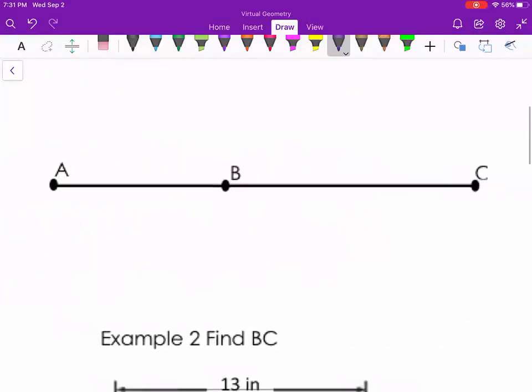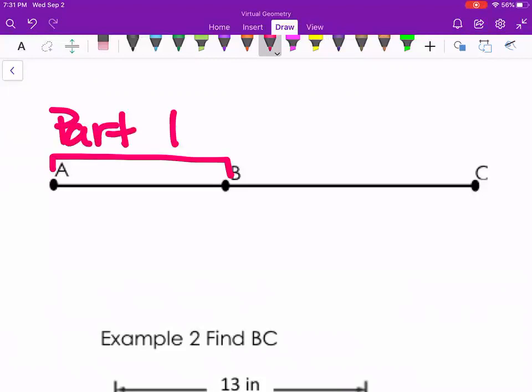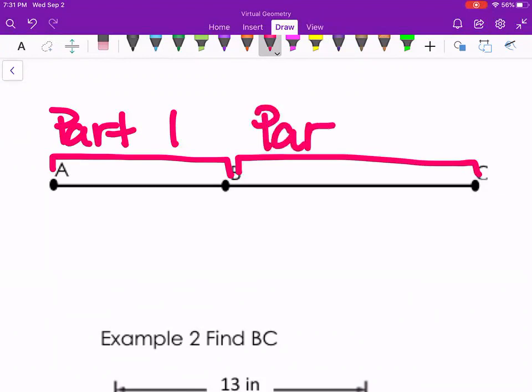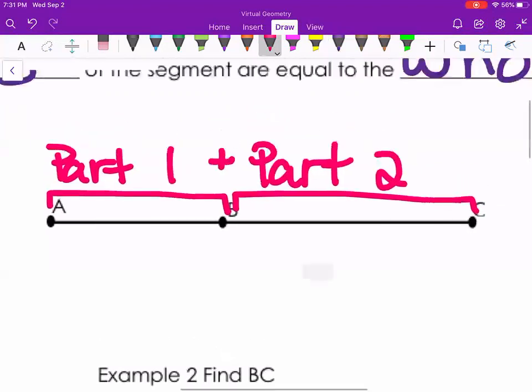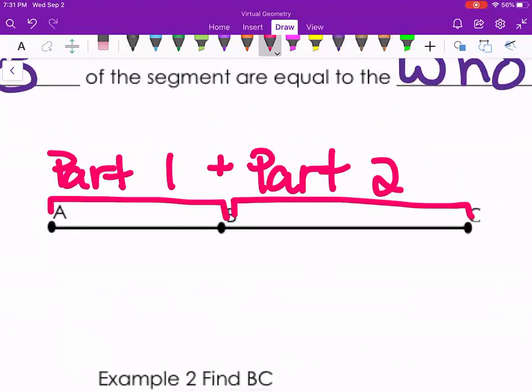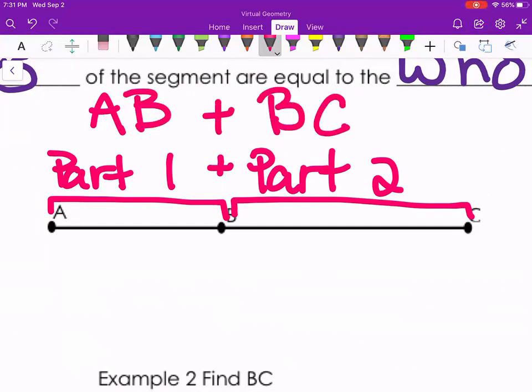All right, so we have our segment here, and it's actually 3 separate segments. We have segment AB, which is going to make up part 1. We have segment BC, which will make up part 2. And if I add those together, that's where we're going to get the whole entire length. So right now we have AB plus BC will give us the whole thing. So hopefully that AB plus BC looks similar to what you saw on a previous assignment.